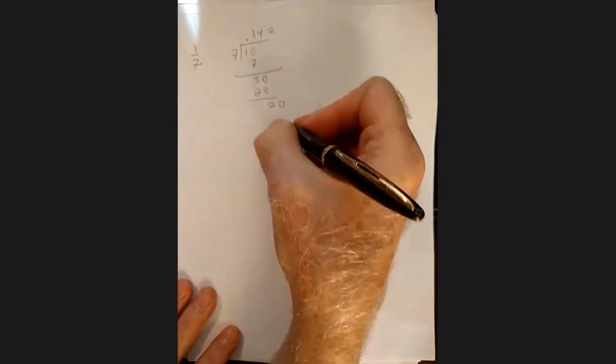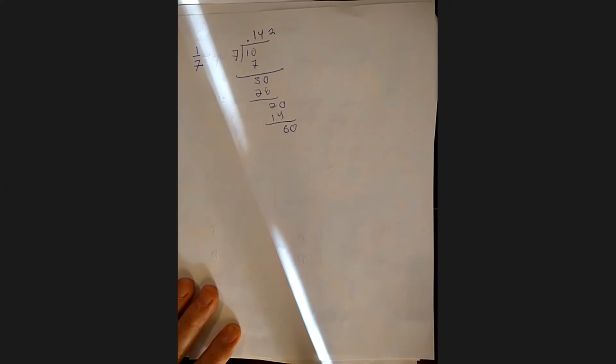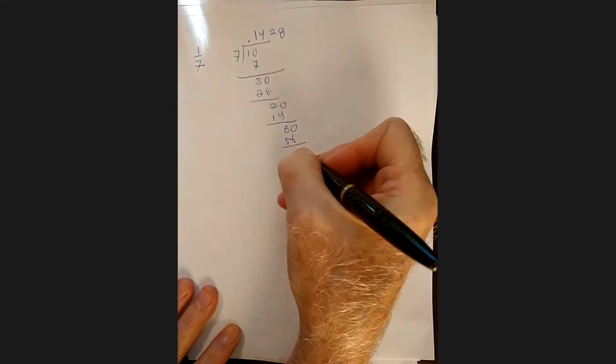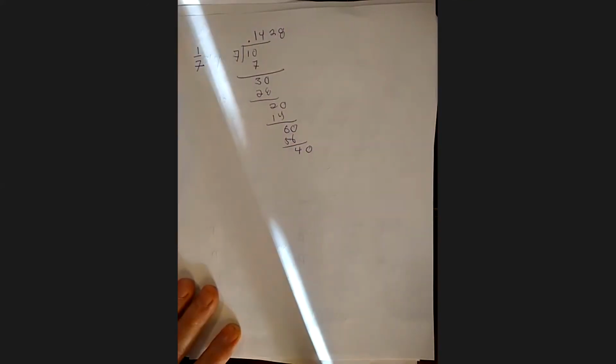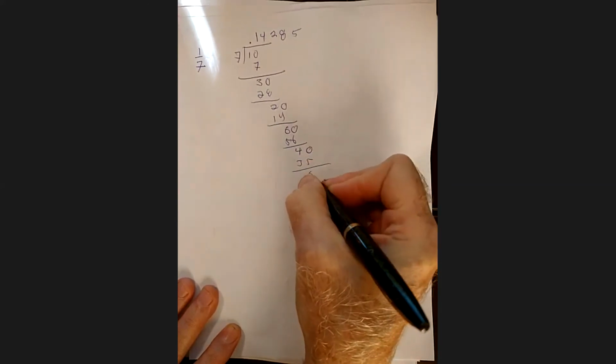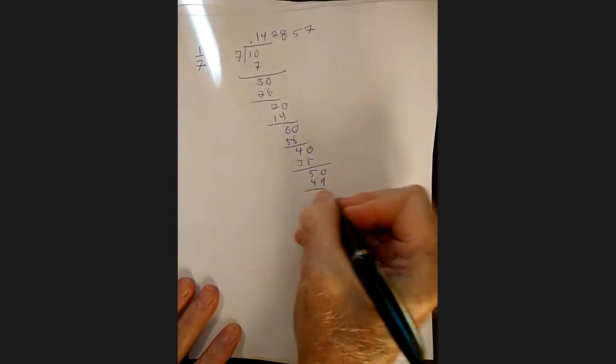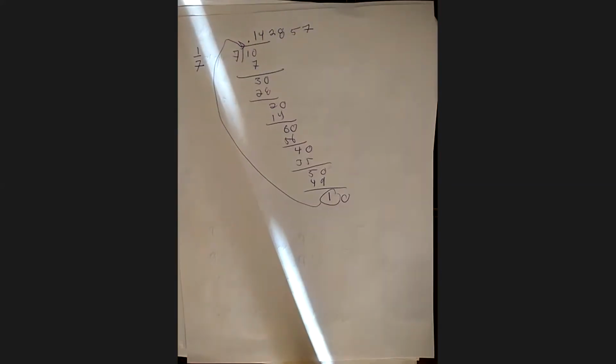Carry the 2. 7 into 20 goes 2, 14. 7 into 60 goes 8, 56. 7 into 40 goes 5 times. Carry the 5. 7 goes into 57 times. And then that's when I stop because I'm back. I get a repeat. I'm back to where I started.